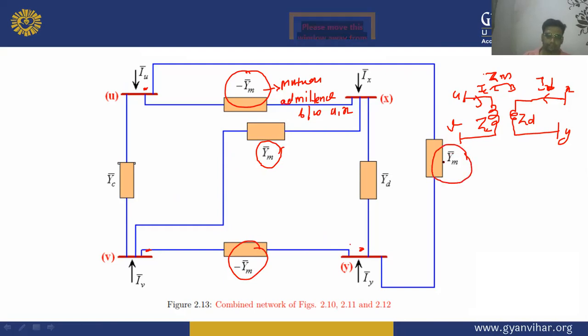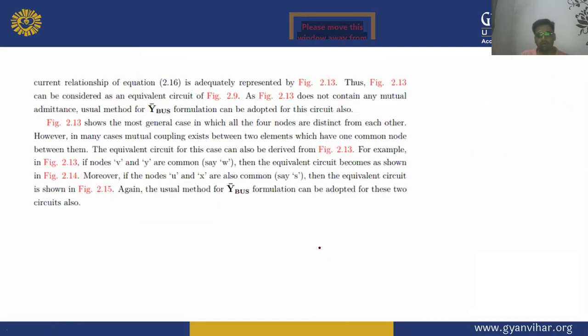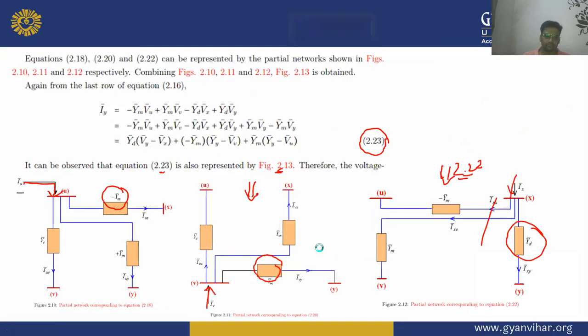Is this clear? That's how these three combined figures which we have seen earlier are connected, interlinked to each other to form a Y bus when we are having the mutual coupling between the buses. I hope this is clear to you now. Okay. Next, one more point is to be noted.